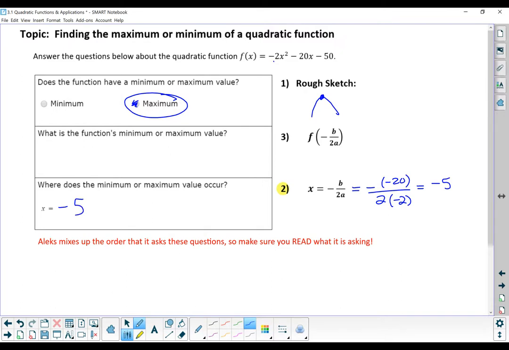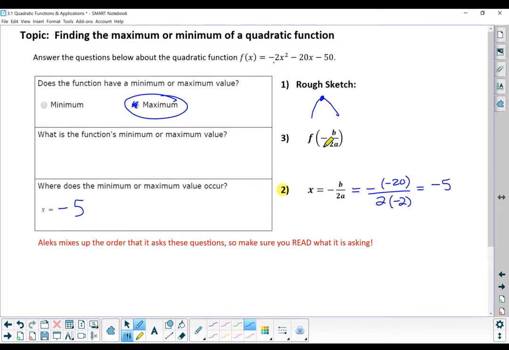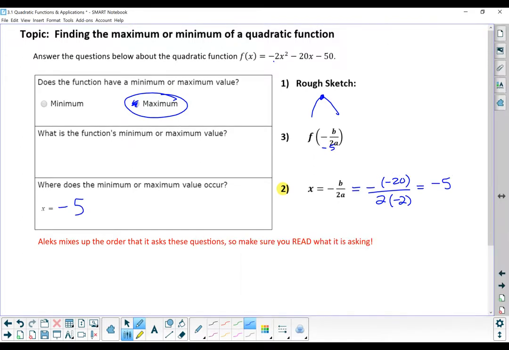And to find out how high it is, which is the maximum value itself, we're going to sub in that negative 5 into the function. So it's going to be negative 2 times negative 5 squared minus 20 times negative 5 minus 50. And if you calculate that, you get 0 actually. So the function's maximum value is 0.